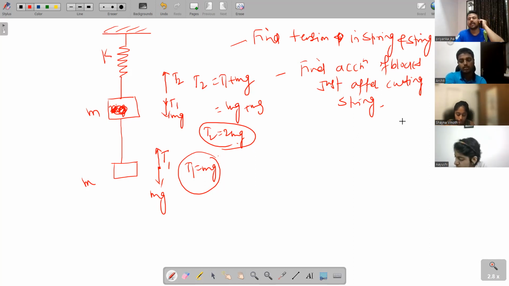No. See, I'll tell you. The acceleration of the string mass is just g, and for the spring one it'll be 0? Very good. I see you got the same thing.